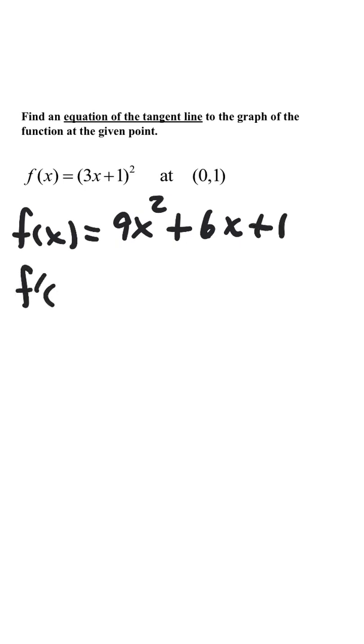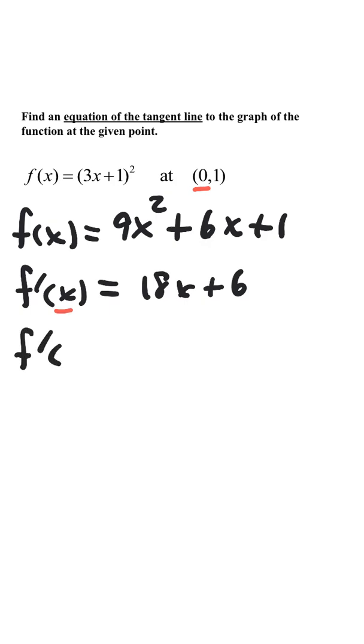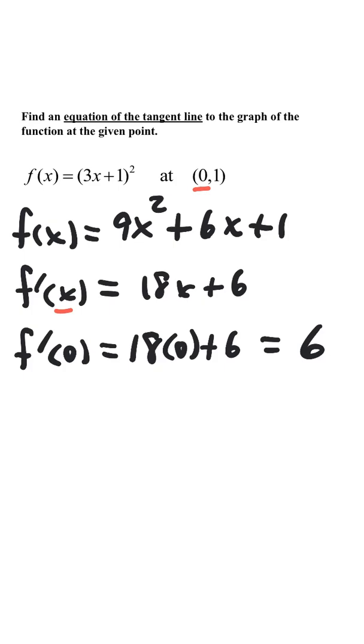Now we take the derivative. Substitute the x value from the point given into this derivative. And that gives us a slope of 6. Like we did on the last example, we'll recognize 6 as our slope, 0, 1 as our x1, y1.